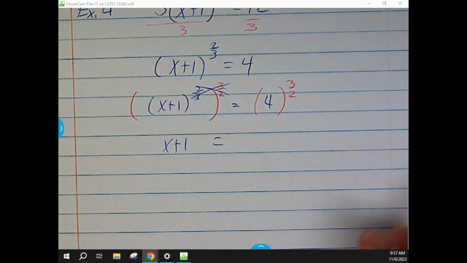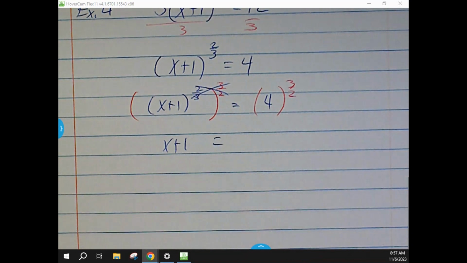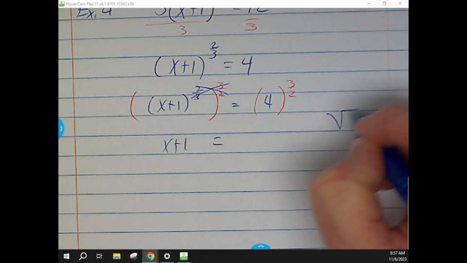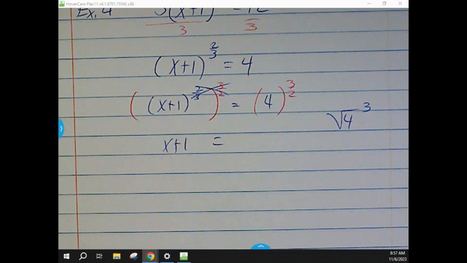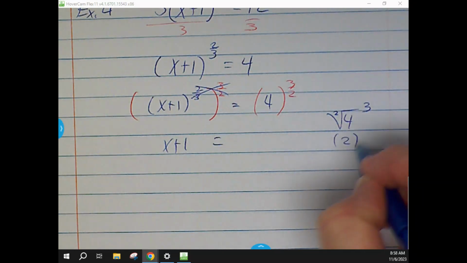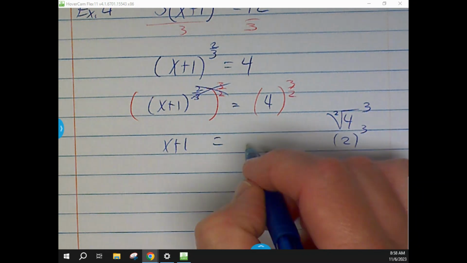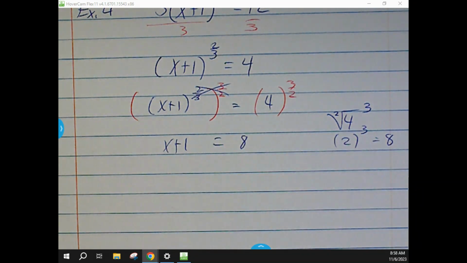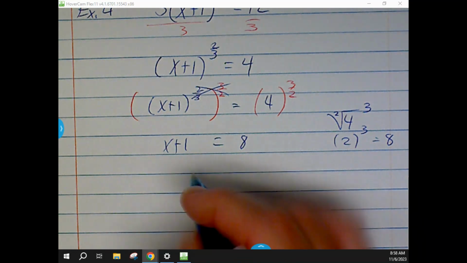This is where you can either rewrite it and simplify it, or you can use your calculator, however you want to do this one. But if you think about it, this would be the square root of 4 to the 3rd power, because we put the index of 2 here. Square root of 4 we know is 2. 2 to the 3rd power would make that out to be 8. So that's x plus 1 equals 8. And then quick, easy solving there, subtract 1 from both sides, we get x equals 7.